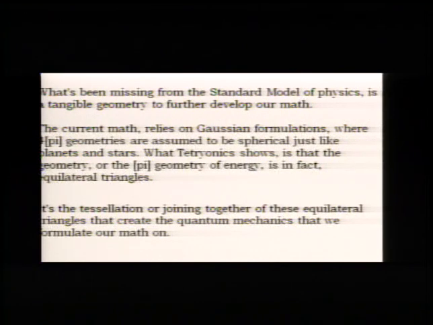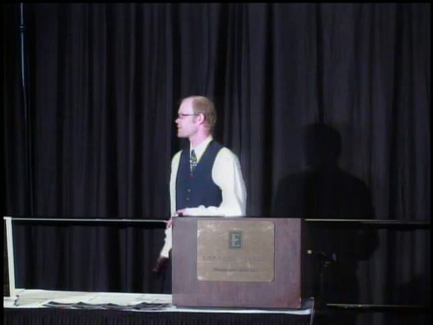It's been mistaken for spheres, but what's really happening is the pi geometry of energy. We can call each triangle a pi, radian, but then the tetrahedral form, a Platonic solid, is the quantum of matter. So you get down to the pure mathematics, and a sphere and a tetrahedron share the exact same mathematical principle. Therefore, pure mathematics is insufficient, and we need a geometric reinterpretation to really hone in on what we're trying to describe. This entire theory is just all around the tessellation or joining together of these equilateral triangles that create all the quantum mechanics that we formulate our math on.